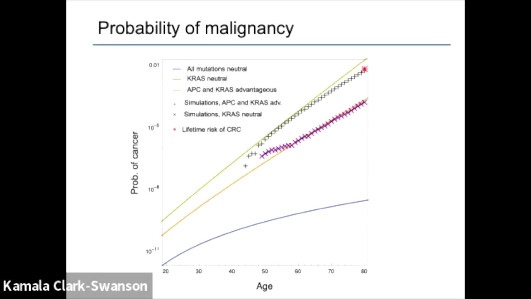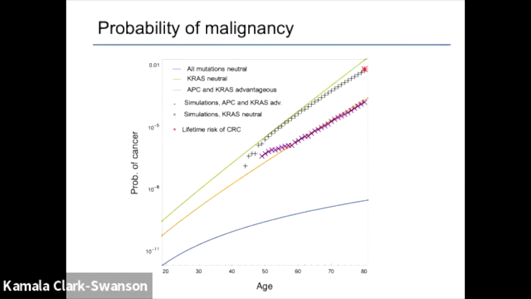So first, I would like to draw your attention to this bottom line, the blue line. This is our analytic prediction for the fully neutral case. So if these mutations accumulated neutrally, prior to all 3 being collected and causing colorectal cancer, then our predicted prevalence at age 80 would be many, many orders of magnitude lower than the reported prevalence of colorectal cancer. So it seems unlikely that this is what happens.